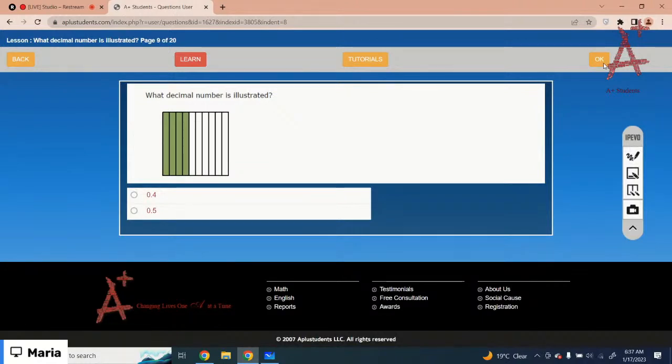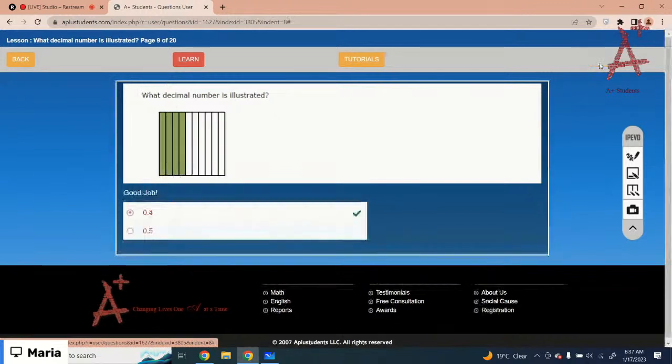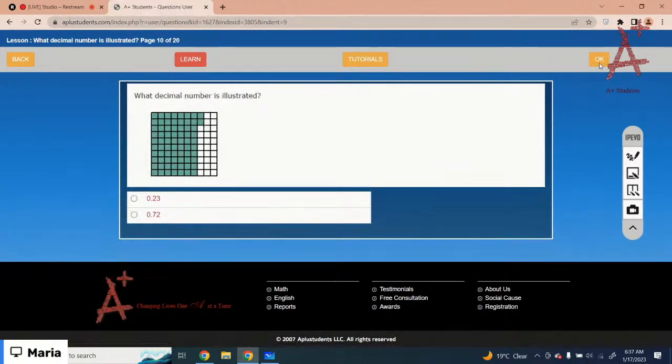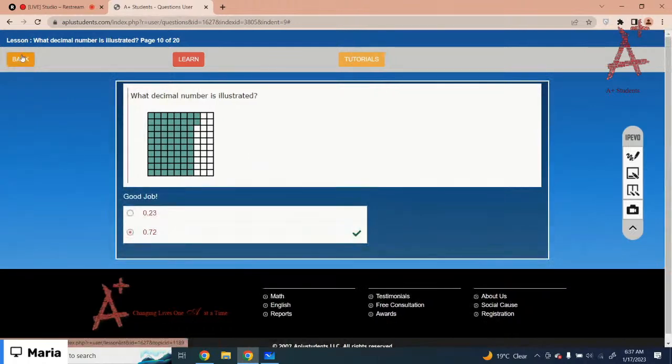Okay, what decimal number is illustrated? It is 0.4. Got it? What decimal number is illustrated? It is 0.72. Okay, you can complete the test by yourself later today.